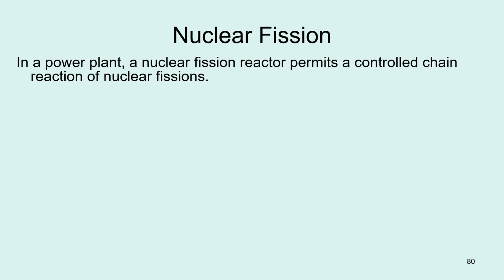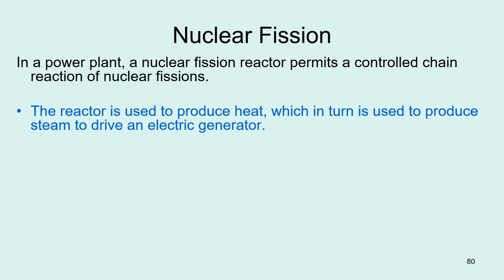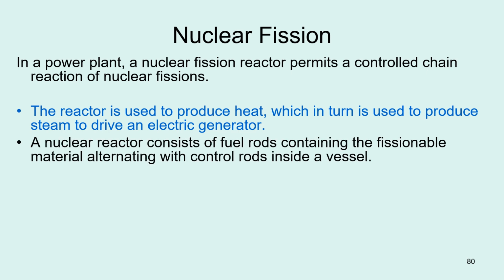In a power plant, nuclear fission is what produces the heat. And so there's a controlled chain reaction of nuclear fissions. And once that heat is produced, the heat is put into usually some kind of water that then produces steam, and the steam drives the electric generator, creating electricity.